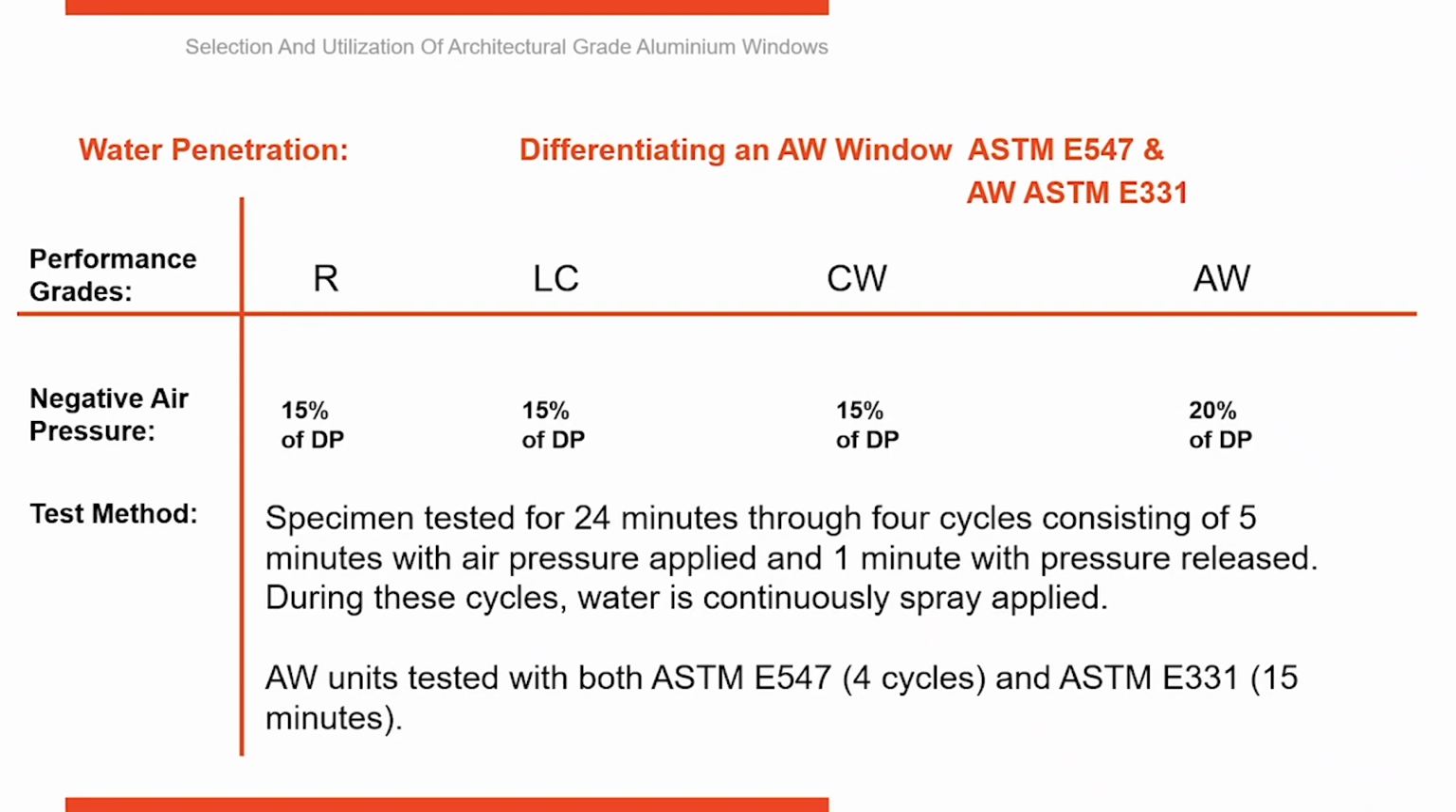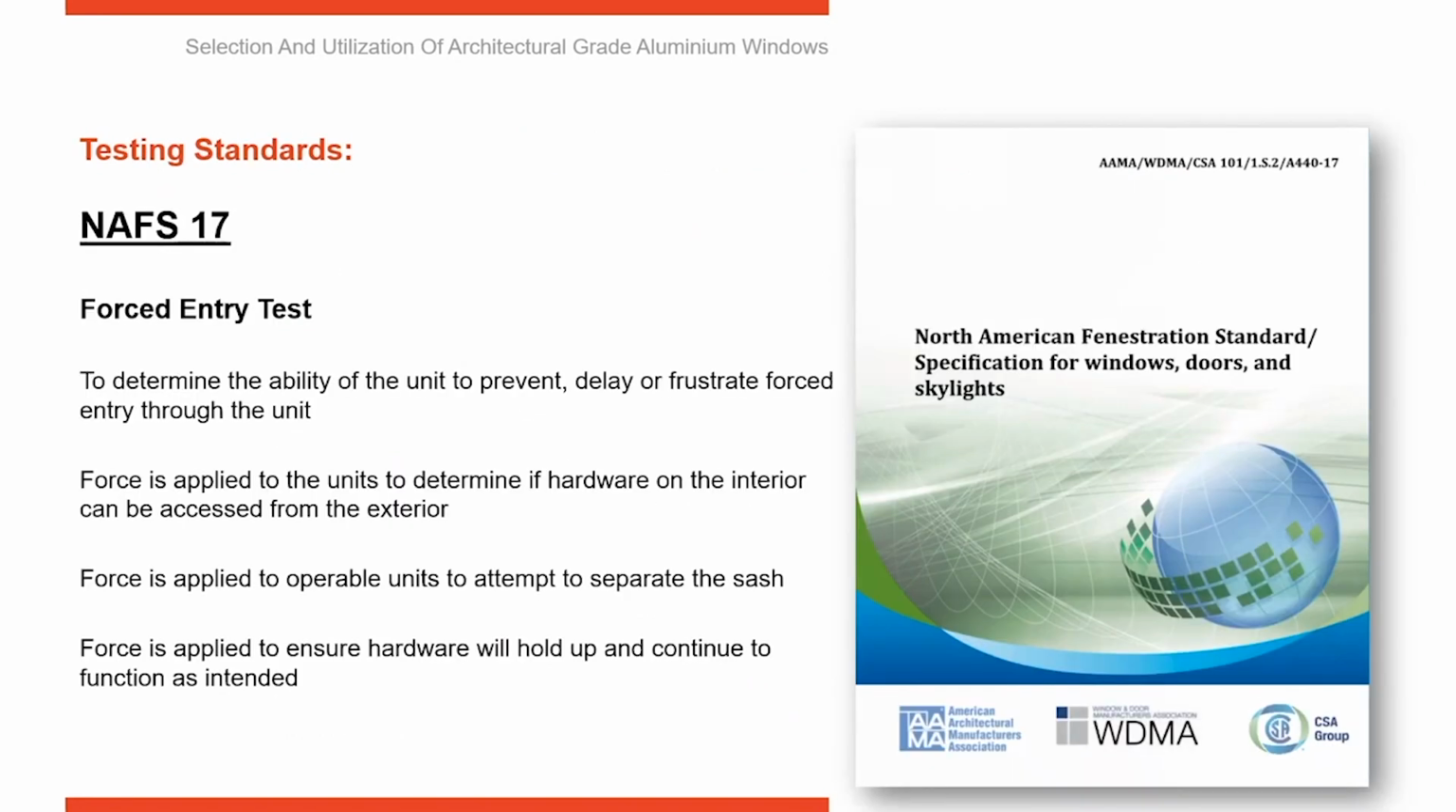And then forced entry testing, I mentioned this earlier. Windows are subjected to people trying to break into them, trying to pry their way in, force their way into them. So forced entry testing is done to try to see if the window sash can be separated from the frame far enough that somebody can access hardware. Can someone get the sash far enough out that they can operate the hardware? If someone does force the window open, will it close? Will the hardware still continue to work?